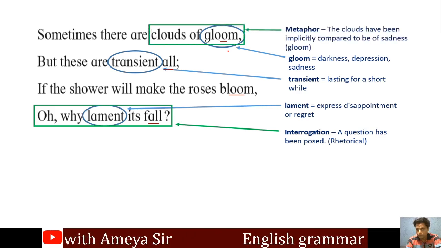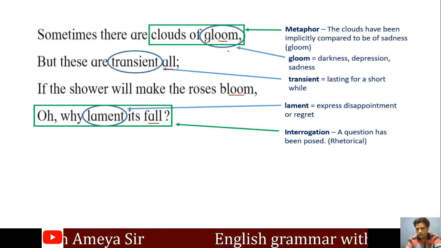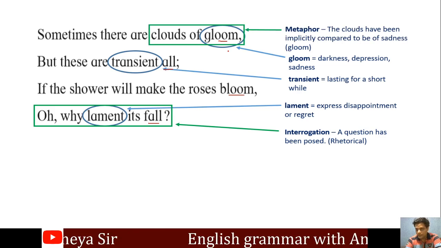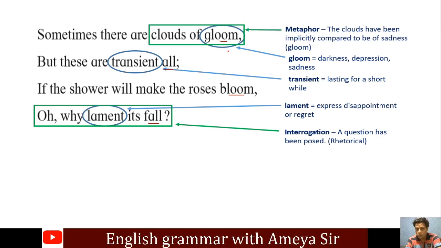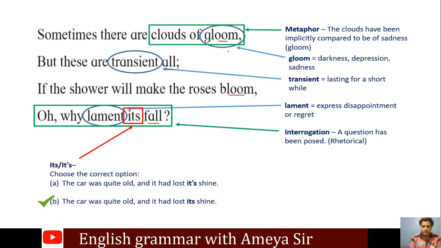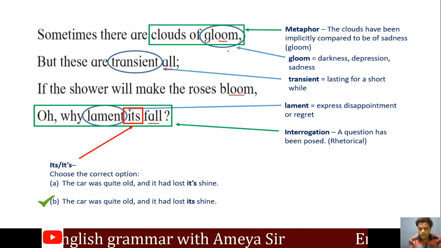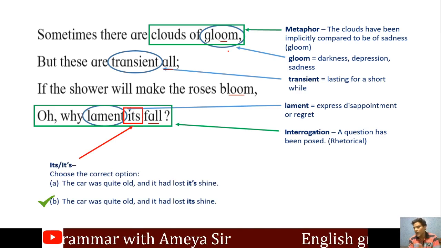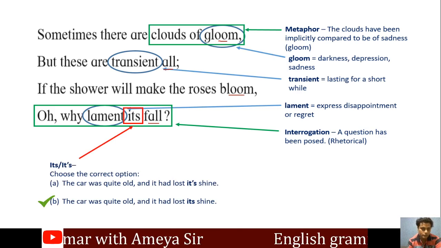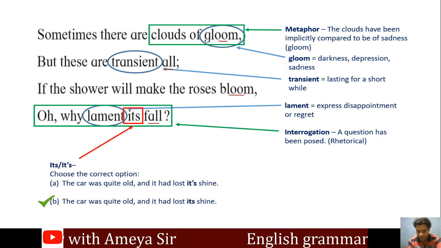Clouds of gloom is a metaphor. The clouds have been implicitly compared to sadness. We saw an example of metaphor in the last slide as well. And I was talking about the word its. Now, what is to be observed here is that its can be written in two ways, its and it apostrophe s. They both mean different things.